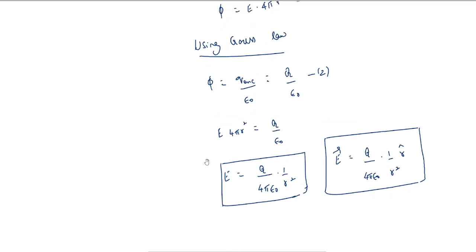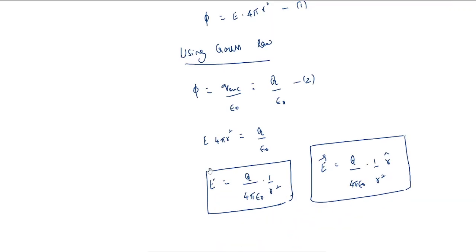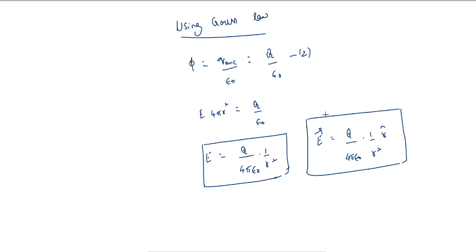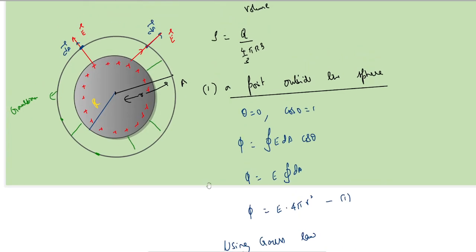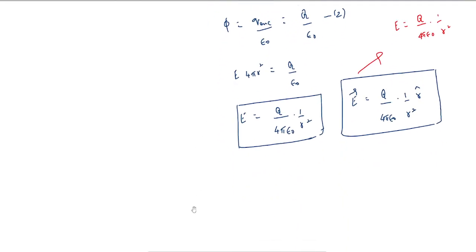Now, as seen in the previous discussion, even here this form is the same as the form for a point charge, because recall that for a point charge electric field was given as q by 4 pi epsilon naught into 1 by r square. Now that means that for any point outside the charged sphere, the charged sphere behaves as if it's a point object. So remember this fact also.